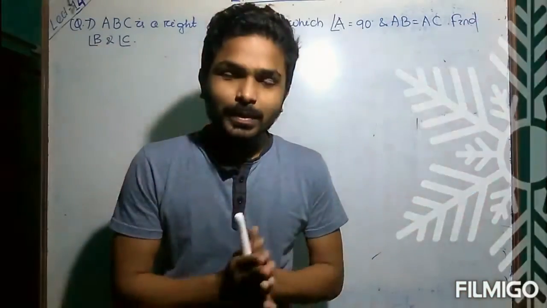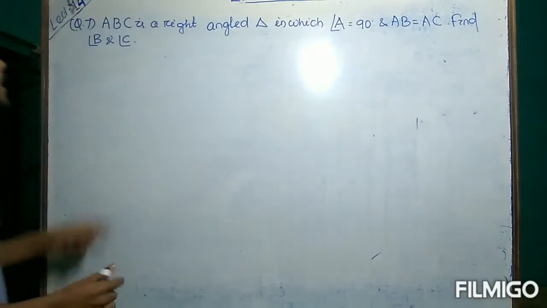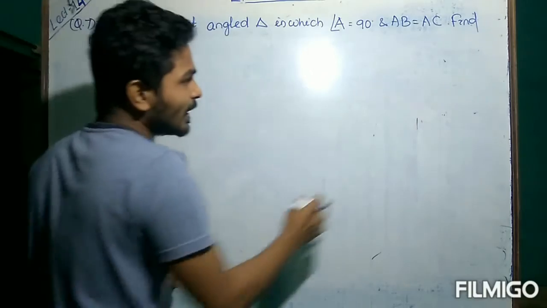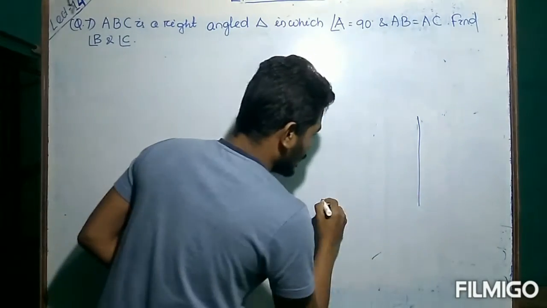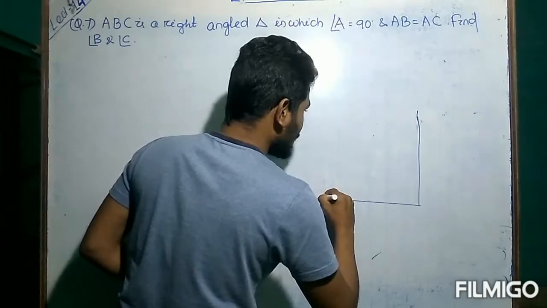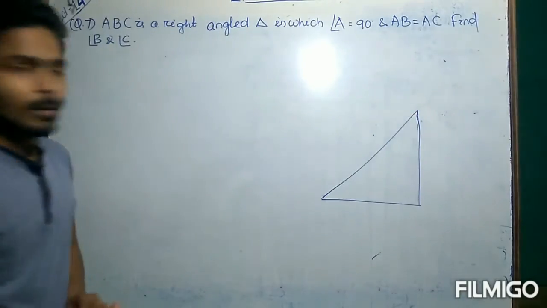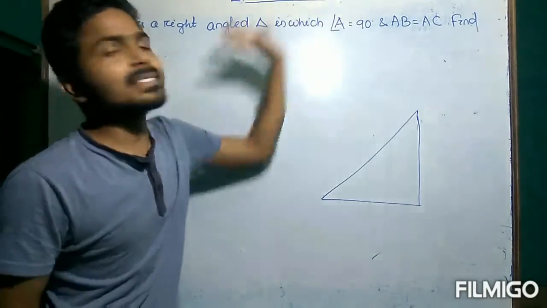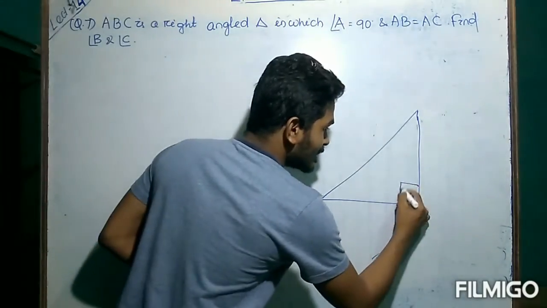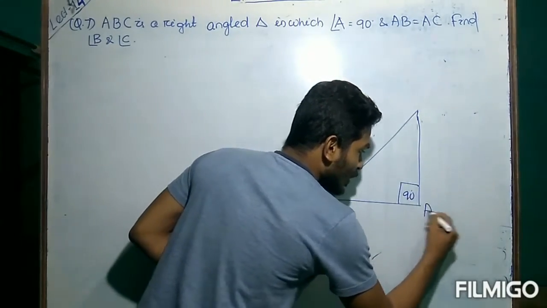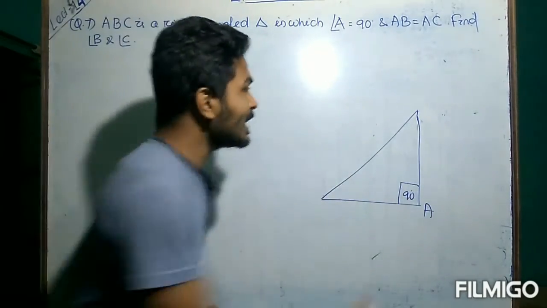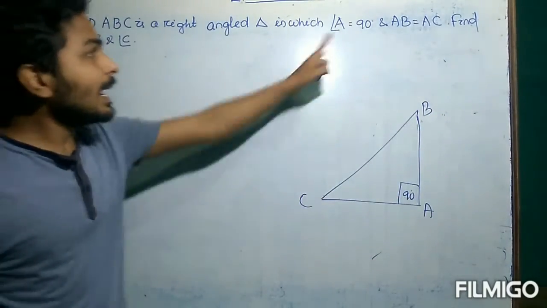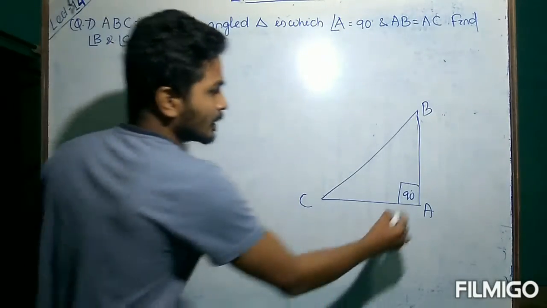So coming to the next question of this exercise, that is question number 7. According to the question number 7, it is given ABC is a right angle triangle. So let us first draw a right angle triangle. Okay, suppose this is a right angle triangle. The name of the triangle is ABC. Now it is given that angle A is 90 degree. Since this angle is 90 degree, we have to name this vertex as A, then it is B, then it is C. Understood?